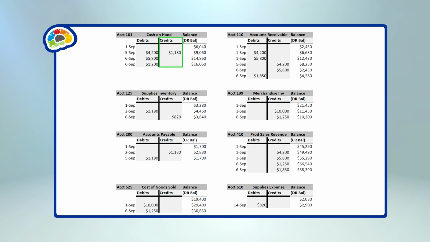Let's look at one more example from the chart. Let's say we wrote a check for a bill, decreasing our bank account by $1,180. In that case, we credit account 101, cash on hand, to reduce it. We also decrease accounts payable by a debit of $1,180.